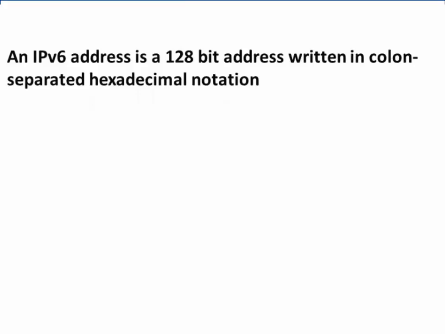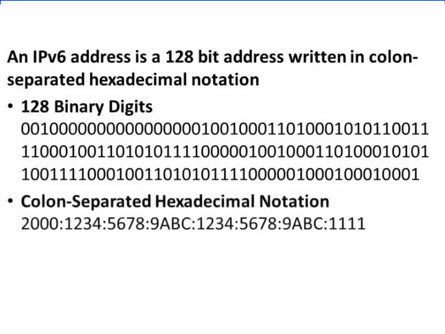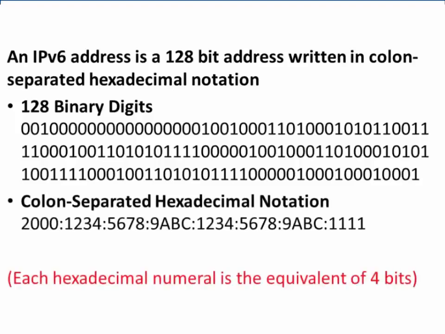An IPv6 address is a 128-bit address written in colon-separated hexadecimal notation. An IPv6 address can be represented by 128 binary digits, like this, but more commonly, it's represented as colon-separated hexadecimal notation. Each hexadecimal numeral in an IPv6 address is the equivalent of 4 binary digits, or 4 bits.